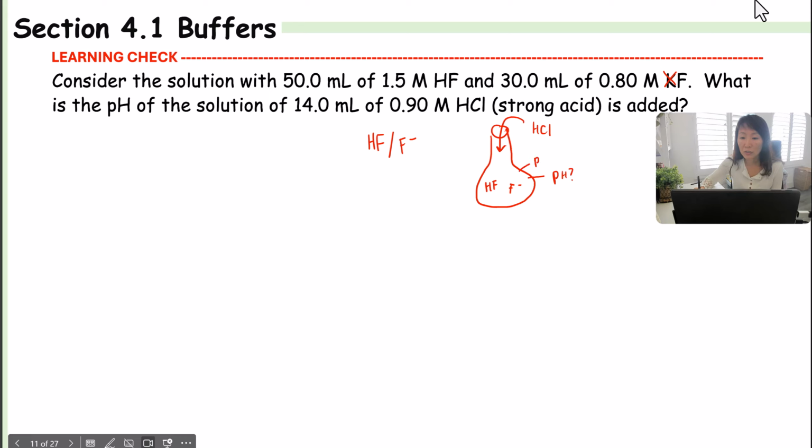Well, if you recall from the first learning check in part 1 of the video, the pH initially was 2.67. Now that you have added the HCl, a very strong acid, to this buffer solution, what happens to the pH? So we're going to have to look for what this acid is going to react with.